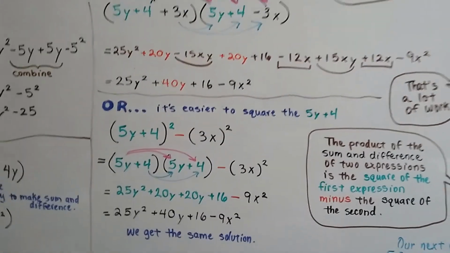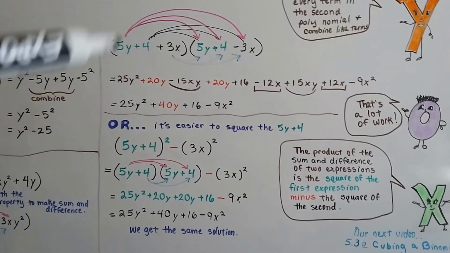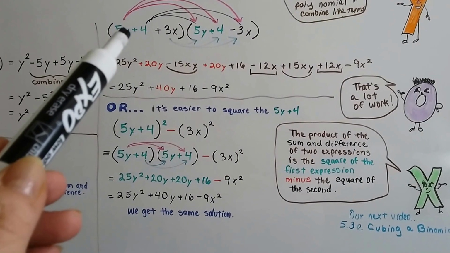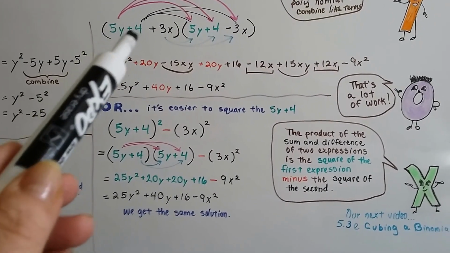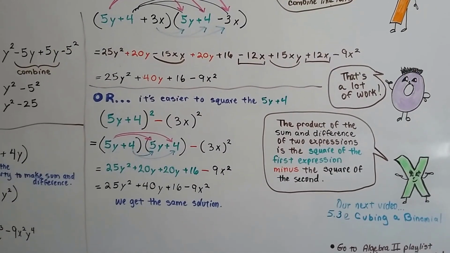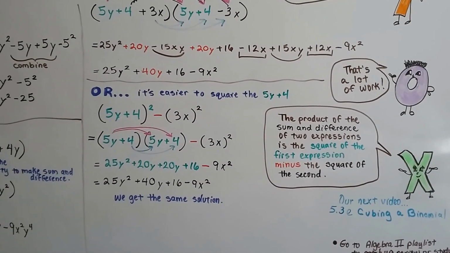See? So whether you multiplied every single term by every other term, or we just grouped these identical 5y plus 4s together and squared them, you're going to get the same answer. See? This one just might be easier. All right?